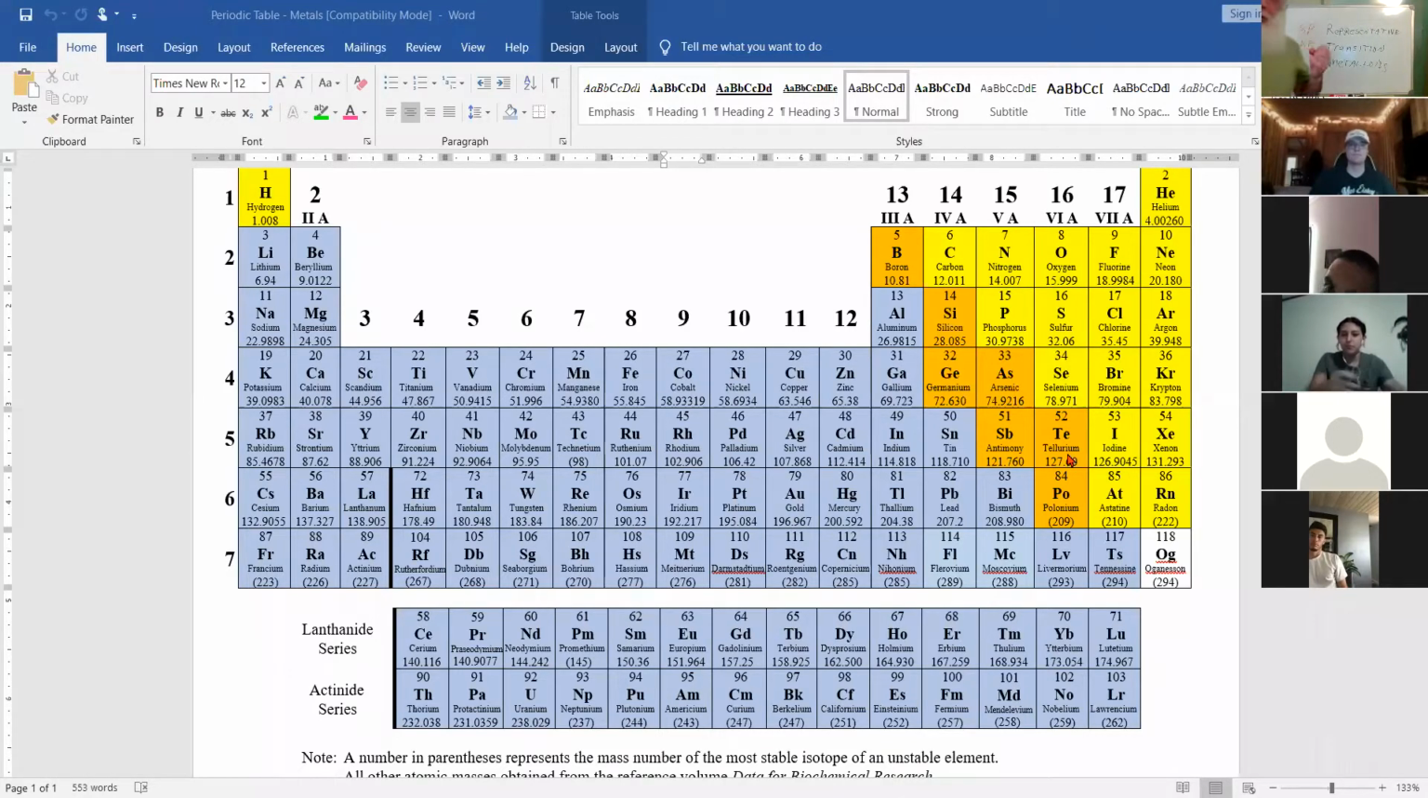So let's count how many ways we have to classify the elements so far. Block: S, P, D, or F. Representative versus transition. Whether or not the element occurs in nature is the third way. And the fourth way is metal versus non-metal and metalloid. Generally, we think of metals and non-metals.